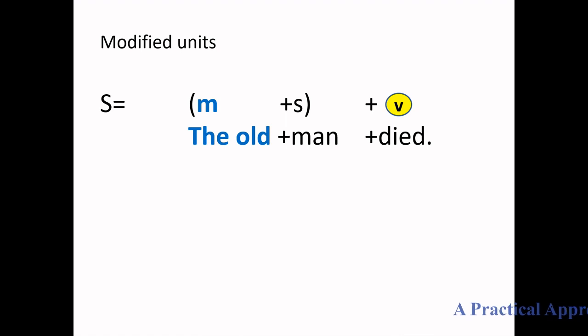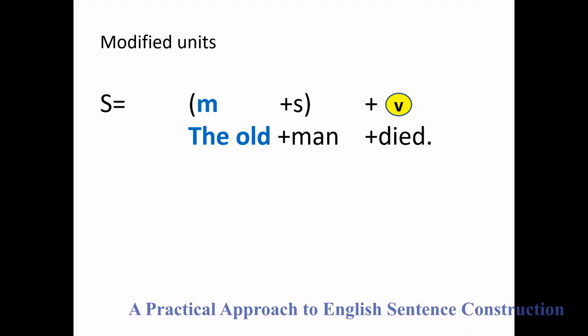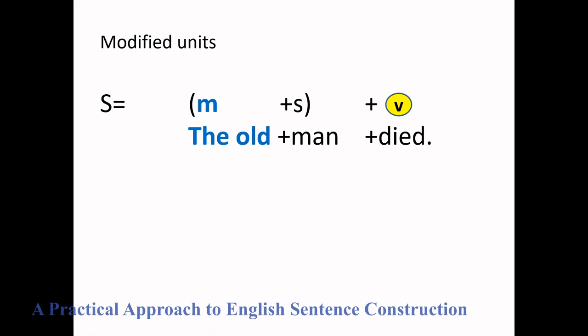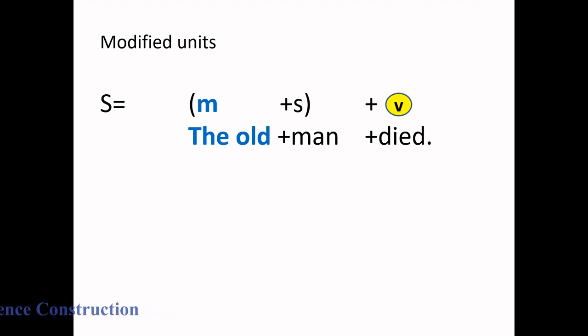So all the students understand the verb nucleus is died, then somebody who died must be on the left hand side, so we put man. But now we can't just write man, we have to describe the man. That is why we put the symbol M to add to the S. So we say old man, not any other man, but old man, right?